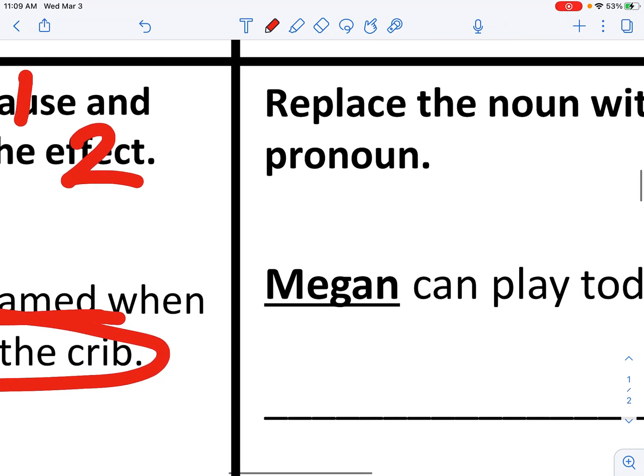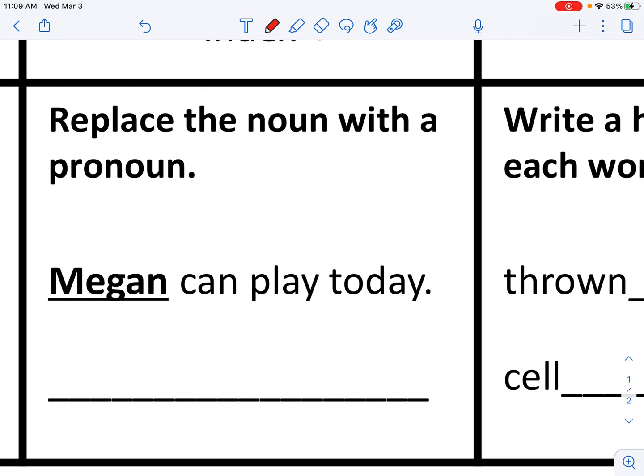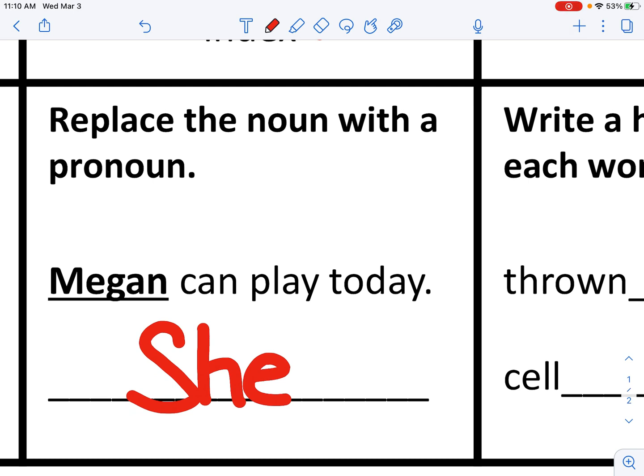Replace the noun with a pronoun. The noun we're replacing is Megan. Megan can play today. A pronoun is less specific, so if we want to change Megan to a pronoun, we would say she. She can play today.